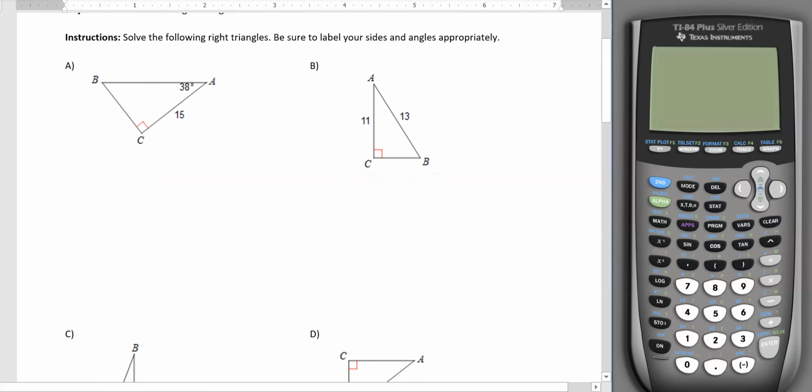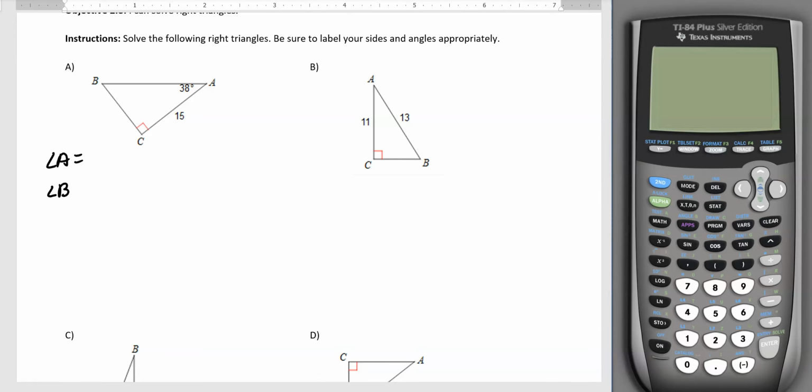Remember that when we solve triangles, we want to be able to list the measurement of every angle and every side. So let's go ahead and identify what we know and what we do not. Angle A, they give us to be 38 degrees. Angle B, we do not know. Angle C is 90 degrees. Side A, we don't know. Side B would be 15. Remember that this is side A, this is side B, and our side C would be our hypotenuse. We also don't know that.